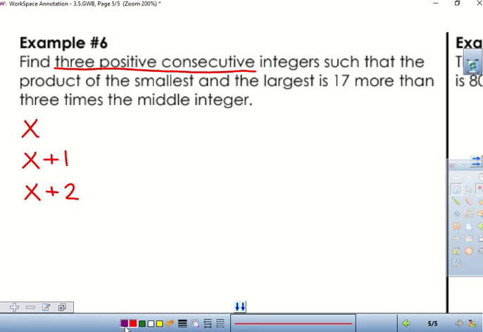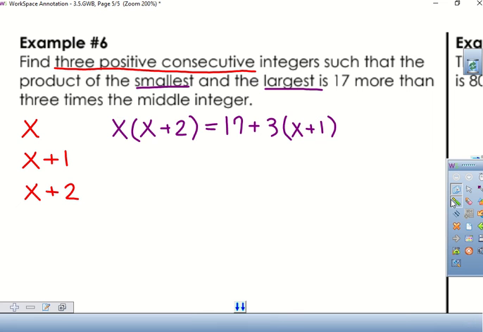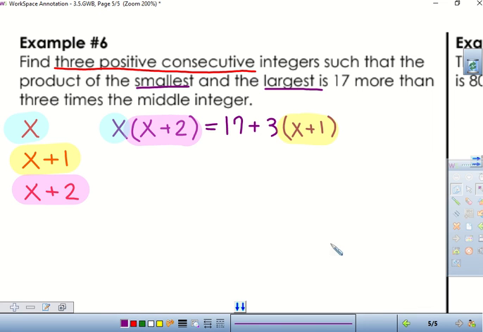So let's read what they want us to do with those consecutive integers. So this is the first one, the second one, and the third one. Smallest, biggest. So it says the product of the smallest and the largest, so that's x times x plus 2, is 17 more than 3 times the middle integer. Okay? Remember, this is the middle one. This is the largest. And this is the smallest. So does everyone understand how I set that problem up?